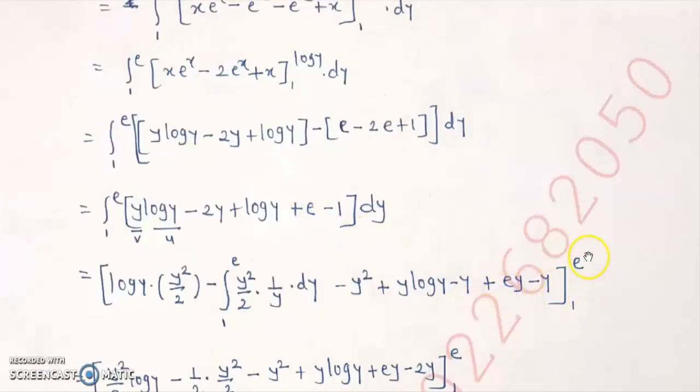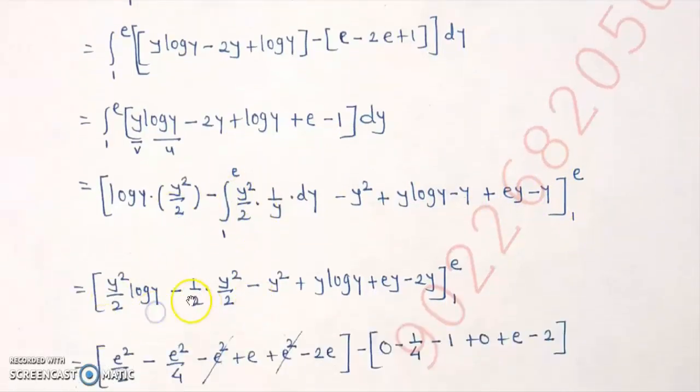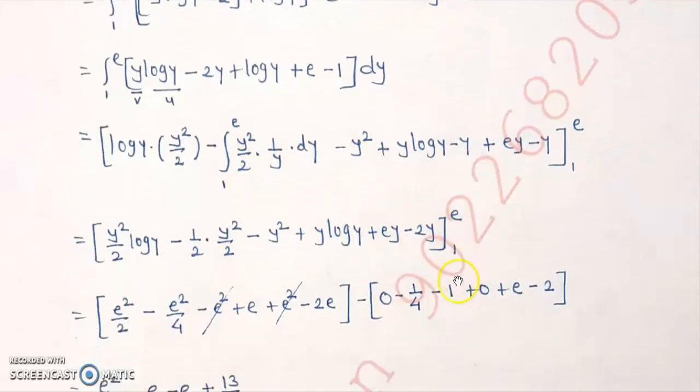Okay, now before putting these limits, we need to solve this integral first. So y square by 2 into log y minus half outside. This y and one of the y is cancelled. Remaining term is only y, and its integration is y square by 2, minus y square and all other terms as it is in the limits 1 and e. Now we put upper limit y as e. So we get e square by 2, log e is 1, minus e square by 4 minus e square plus e square minus 2e as your first upper limit bracket.